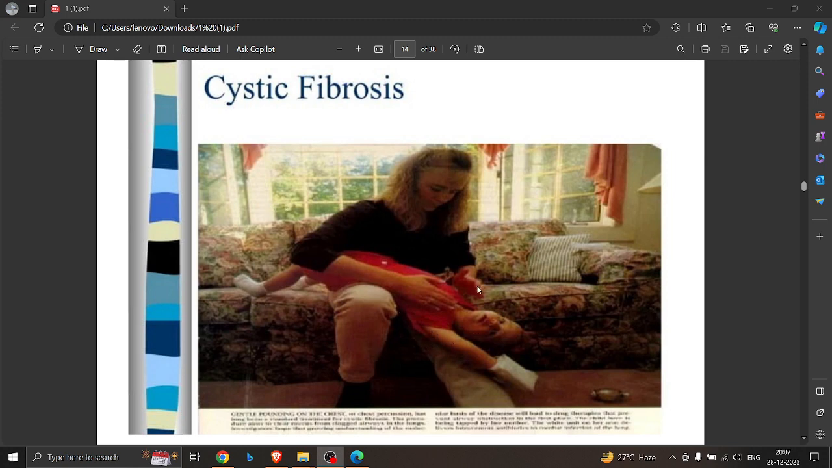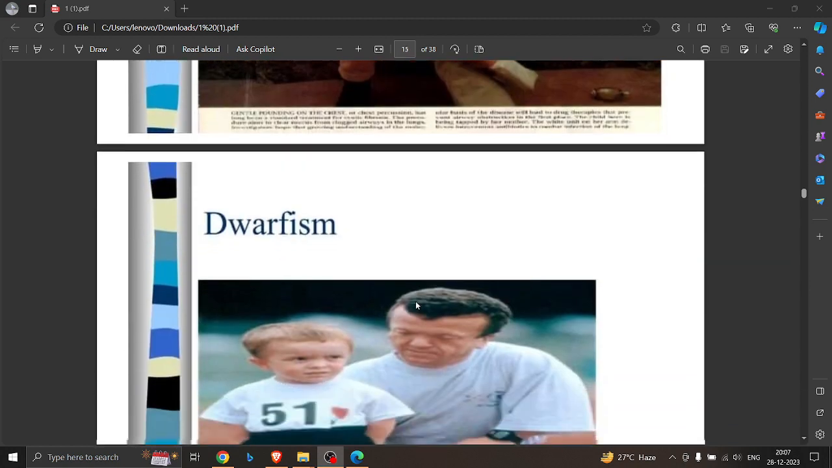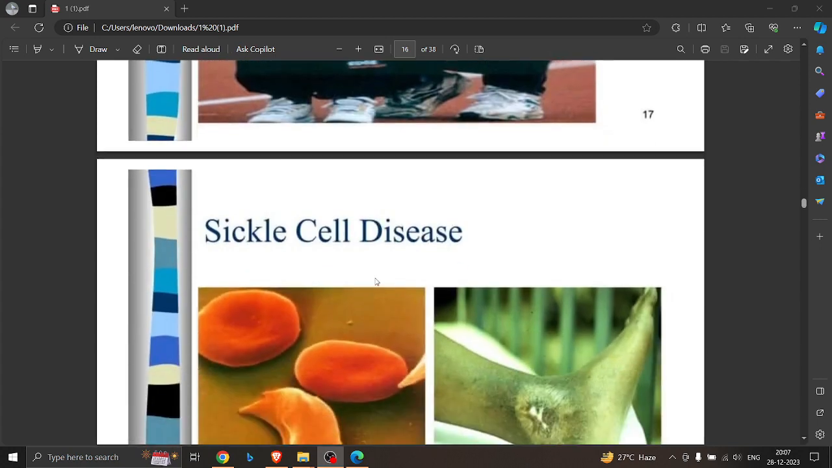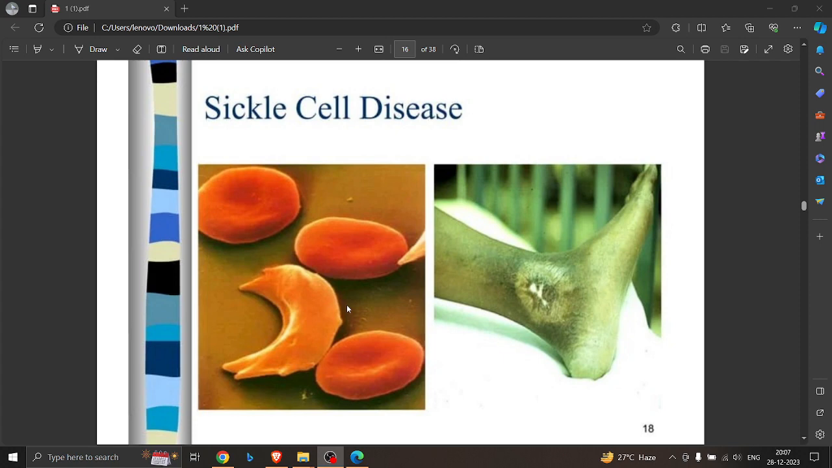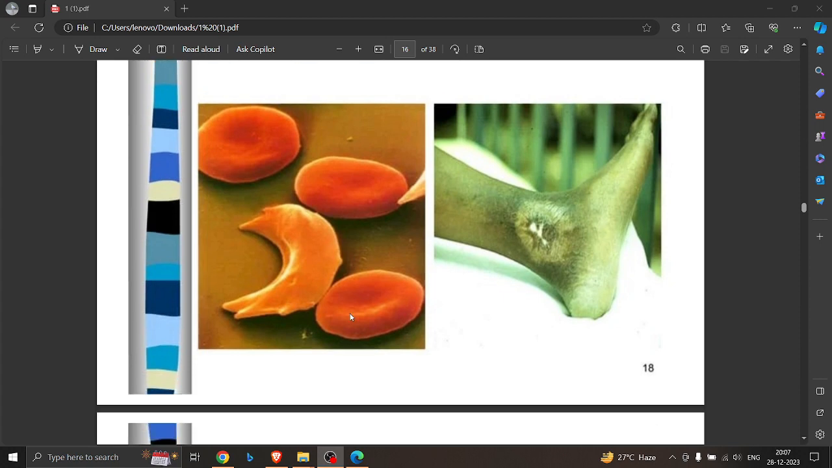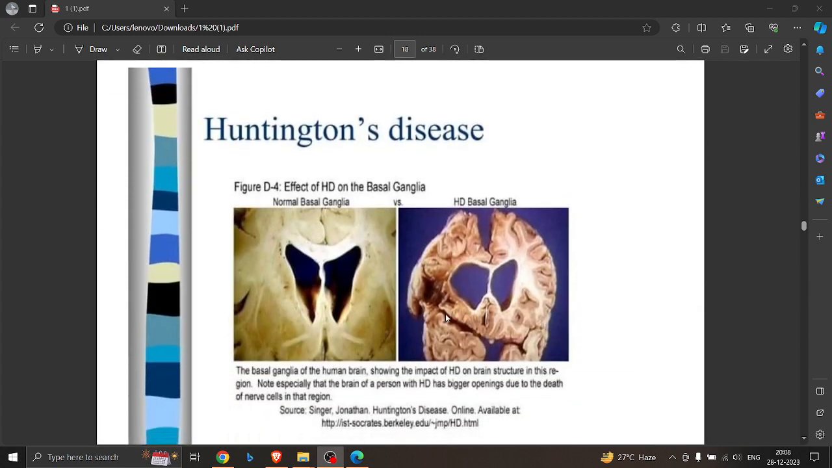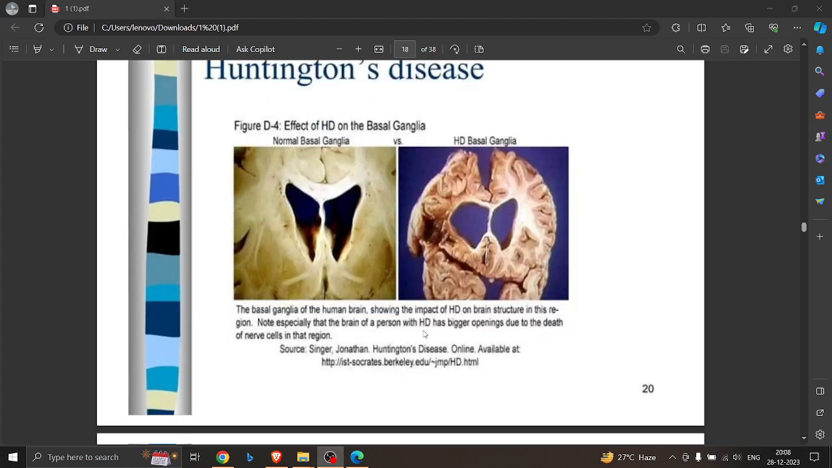Cystic fibrosis is another one. Dwarfism, you know, involves short stature and no growth. Sickle cell anemia, you can see here in this picture, sickle cell disease. Now dominant alleles: not all genetic disorders are caused by a recessive allele. Two examples of genetic disorders caused by dominant alleles are dwarfism and Huntington's disease. Here is a picture of Huntington's disease.